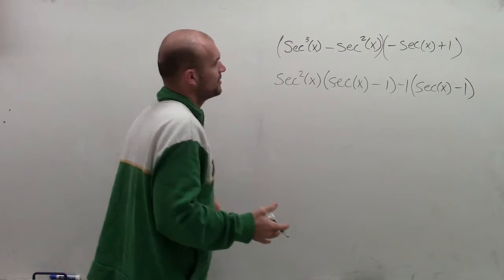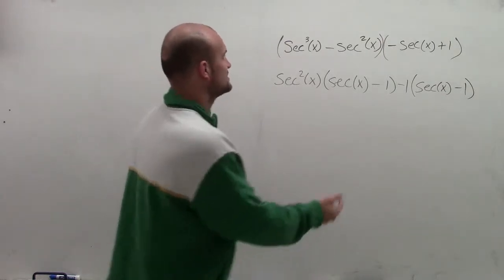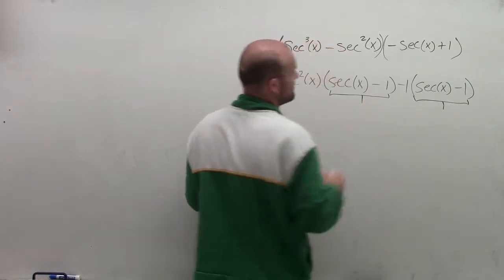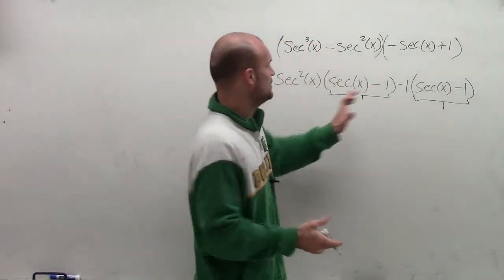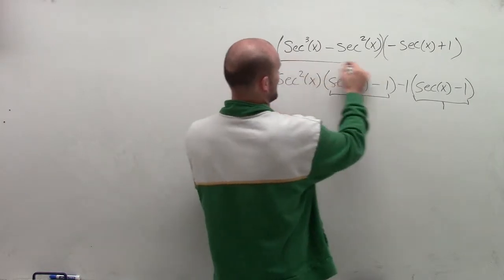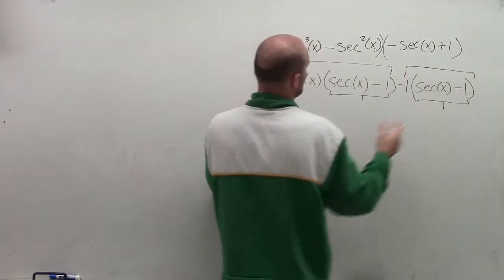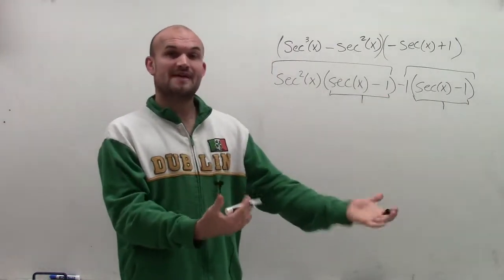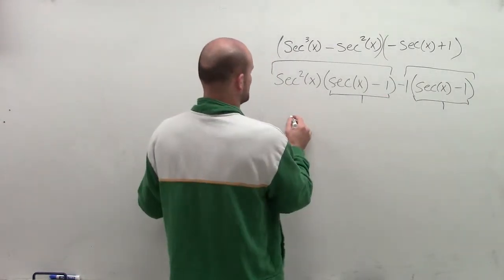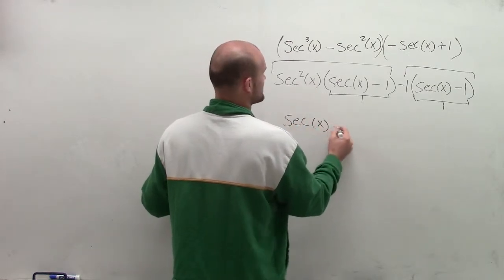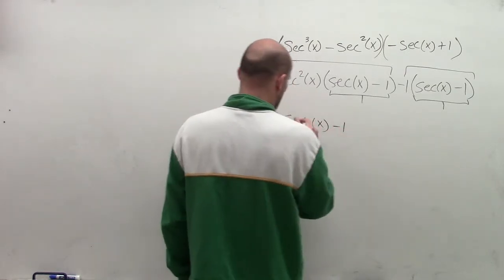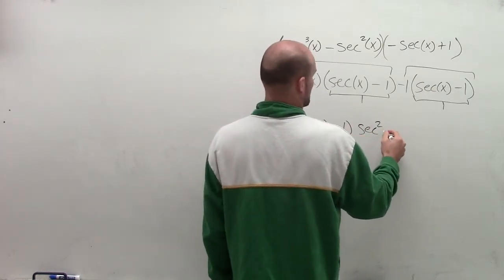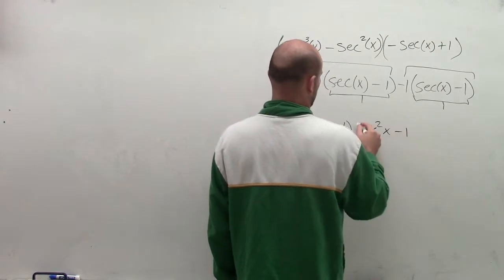So now what I notice is these 2 terms are exactly the same. So I have a term here and a term here, and between those 2 terms, they both share a secant of x minus 1. So I can factor that out as my GCF. That leaves me with a secant of x minus 1 times a secant squared of x minus 1.